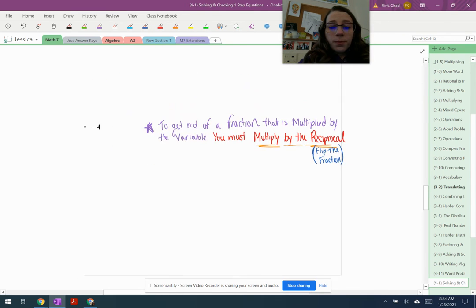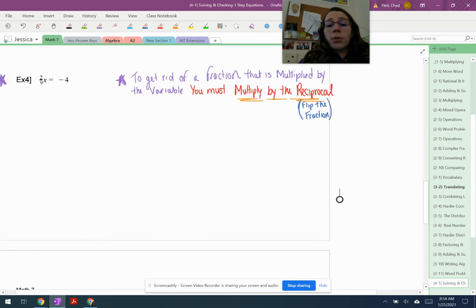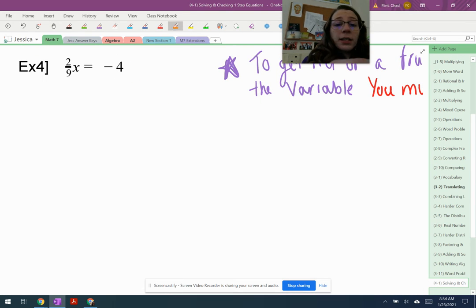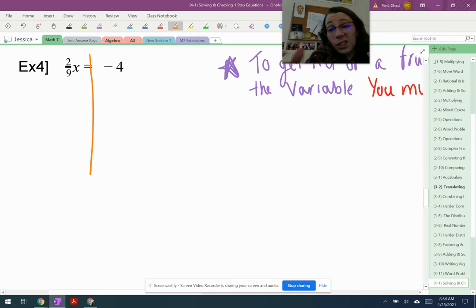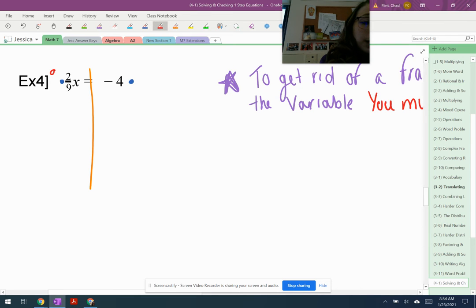So, to get rid of a fraction that is multiplied by a variable, you must multiply by the reciprocal, aka flipping the fraction. So I can draw my line down the middle of the equal sign, making sure I'm doing the same thing on both sides to keep it equal. To get rid of that fraction, I'm going to multiply, and I'm going to use the dot to represent multiplication. Remember, I have to do it to both sides. What is the reciprocal of 2 over 9? Well, reciprocal means to flip that fraction, which would turn into 9 over 2, times 9 over 2.